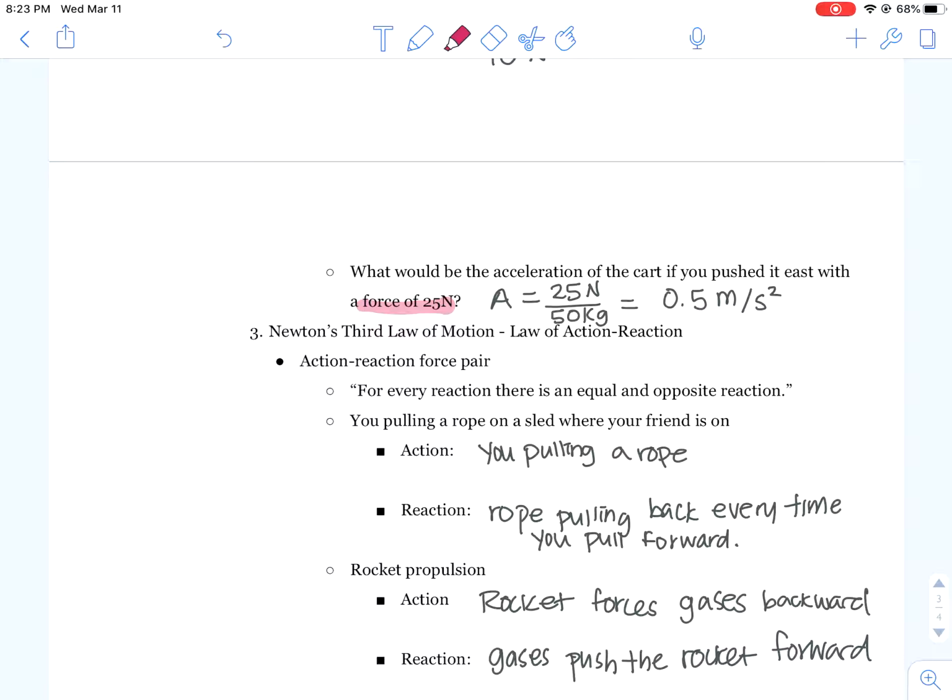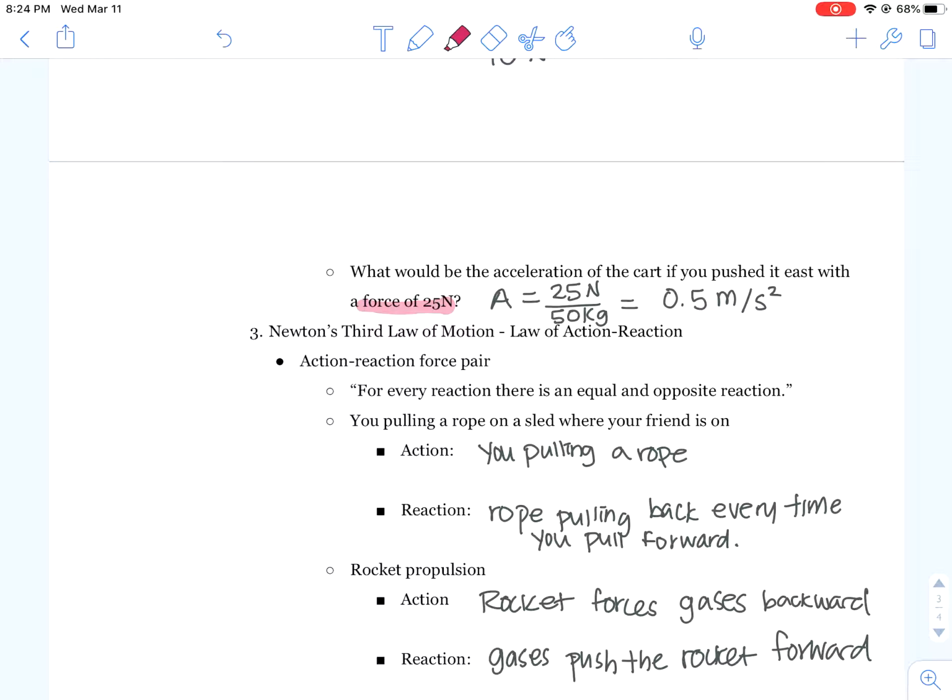So if something is happening, let's say 5 Newton, an equal and opposite reaction will happen. So 5 Newton of opposite force will be exerted when something happens. So for example, you pulling a rope on a sled where your friend is sitting. Let's say you guys are taking turns pulling each other on the sled, and it's your turn. What is going to be the action? Action is going to be you pulling on a rope because you're trying to pull your friend and make the sled go forward.